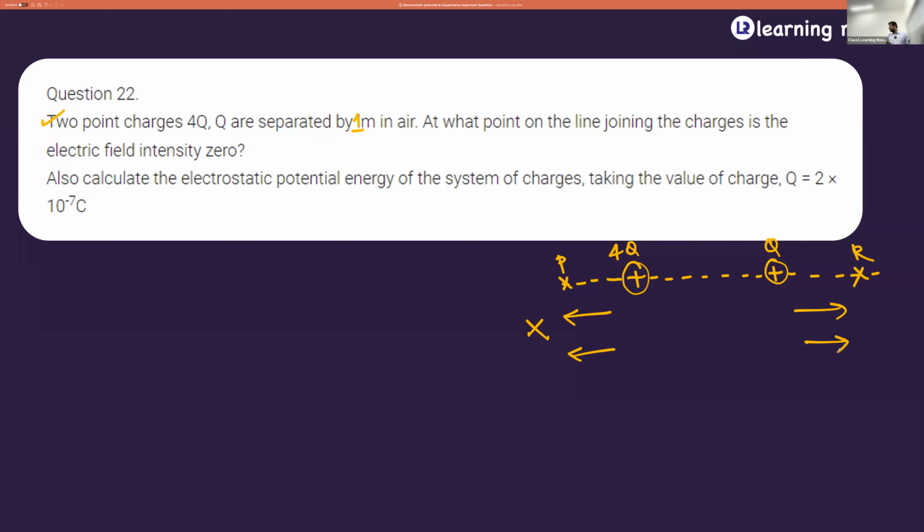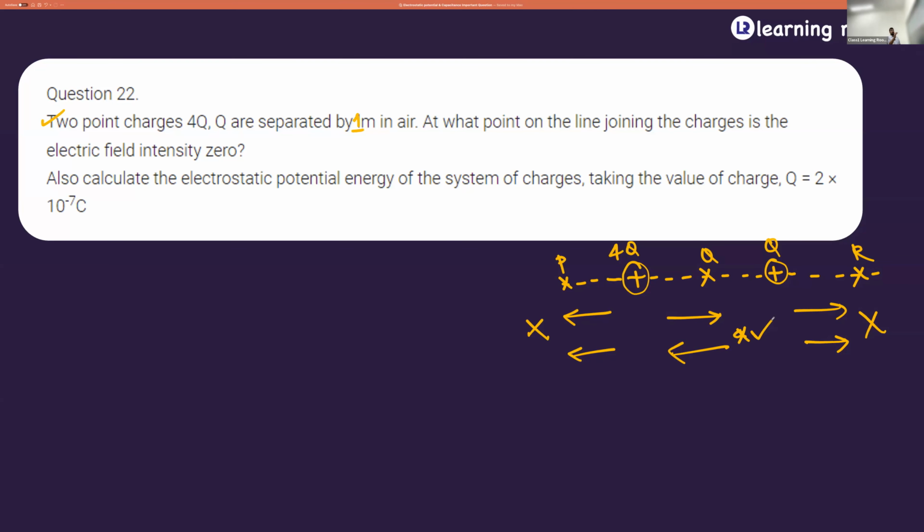So again, in this case, they will not get nullified. They will not get cancelled. So the only option that I'm left with is I need to take a point P in between the charges, but I don't know where exactly I need to take. So why is it happening? Because the electric field due to the plus 4q will be to the right, electric field due to the q will be to the left. There is a possibility for them to get cancelled.